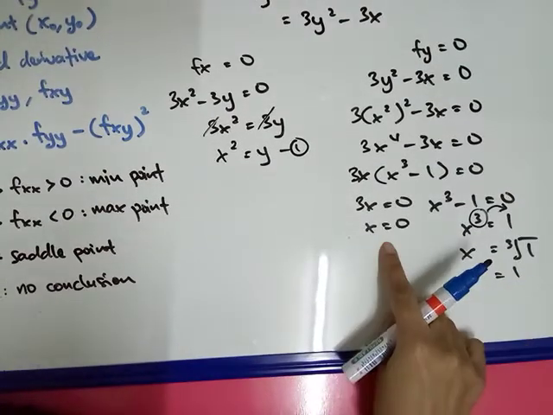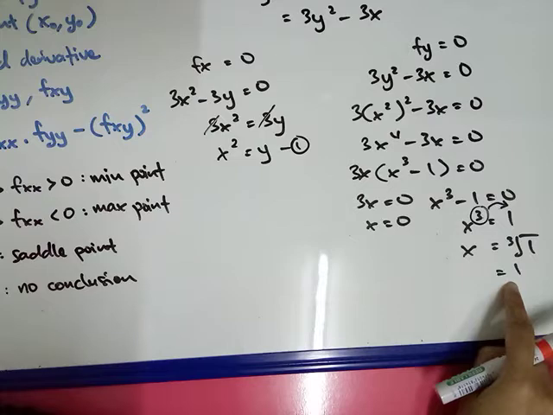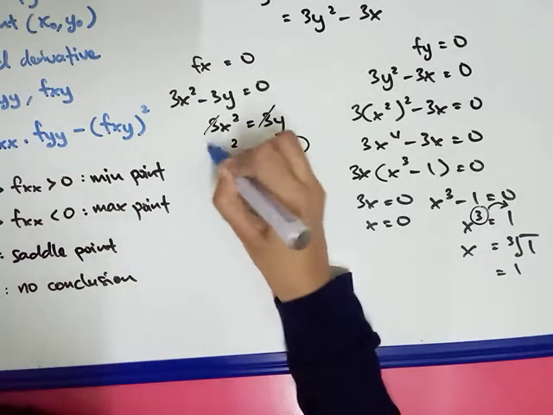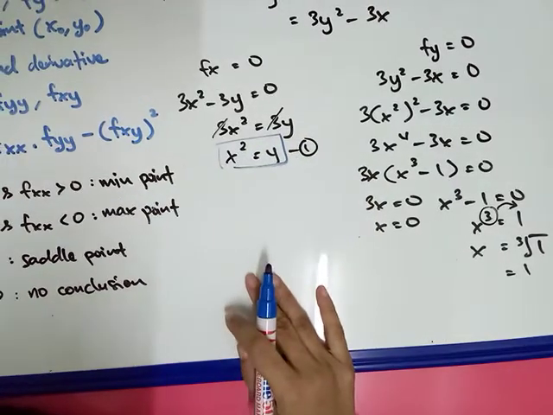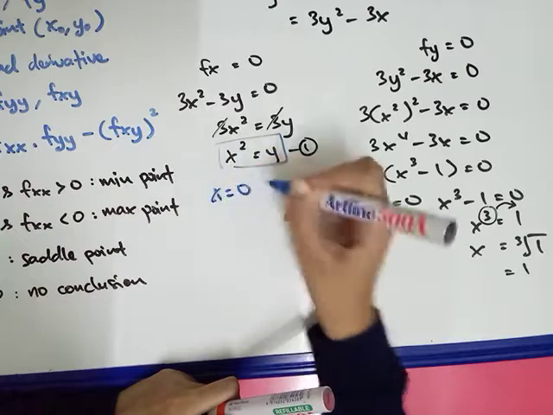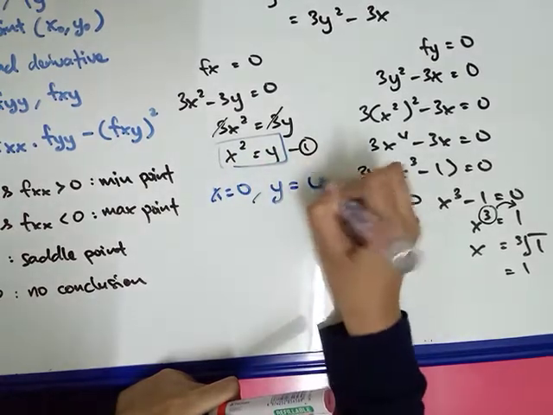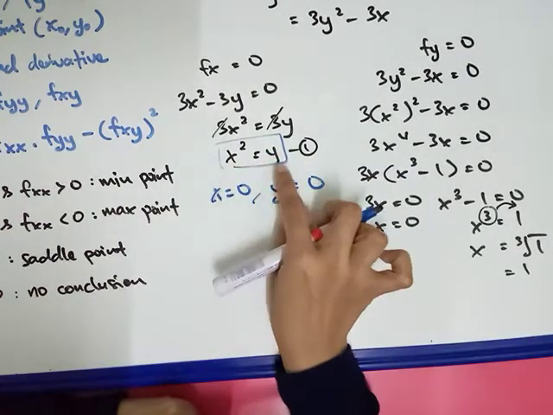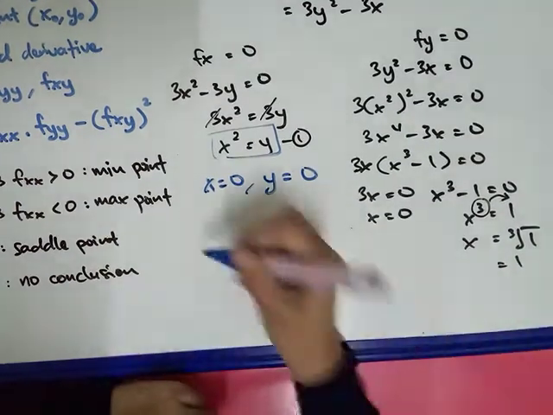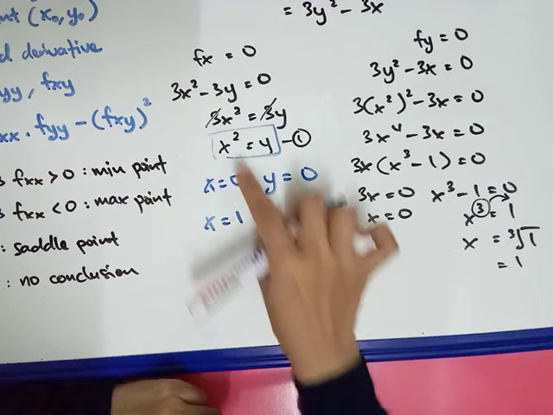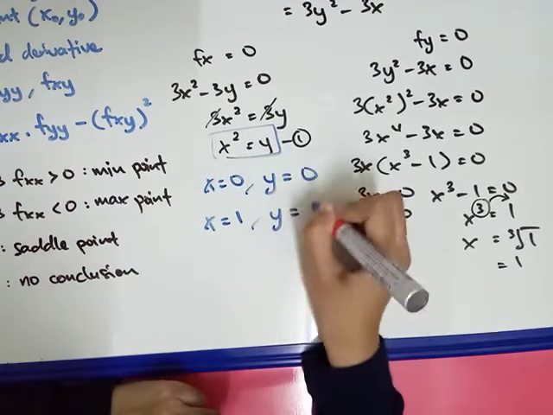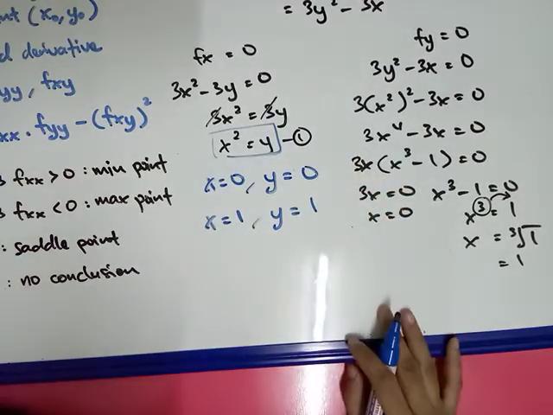So we know that x equals 0, x equals 1. Then we need to find the value for y. How to find? From this equation. So when x equals 0, y also equals 0, right? Substitute 0 into x, so we get the value for y also 0. When x equals 1, substitute 1 into this x. So 1 square we get 1. So y also is equal to 1.